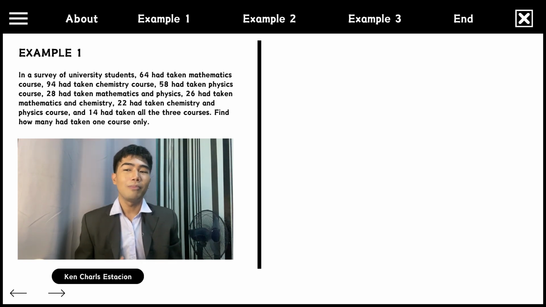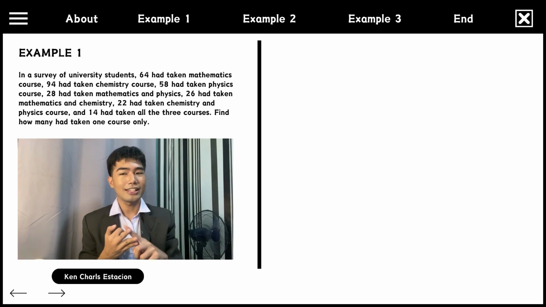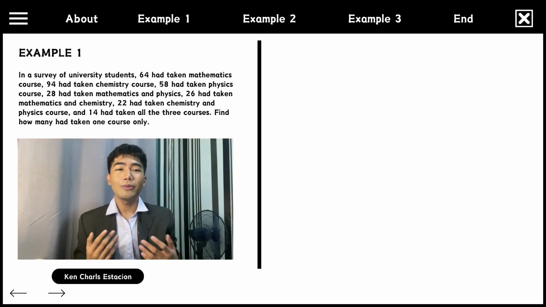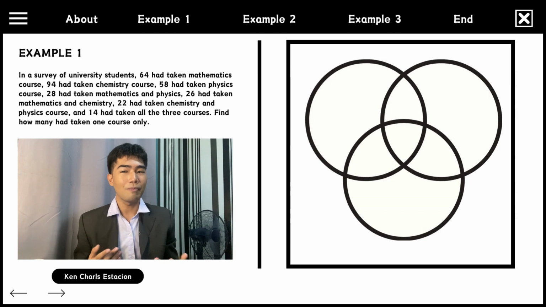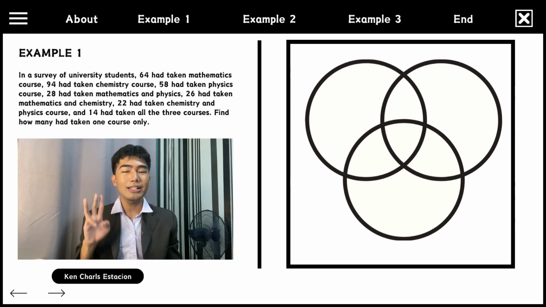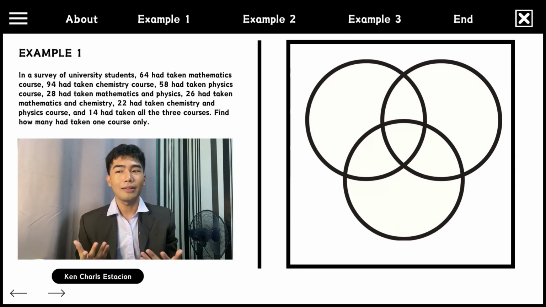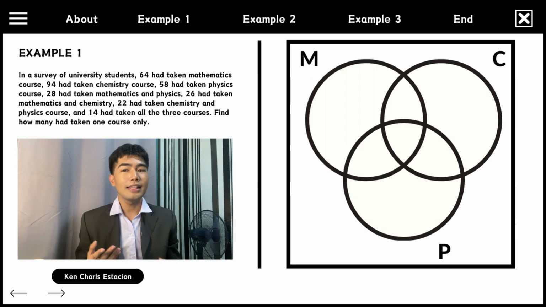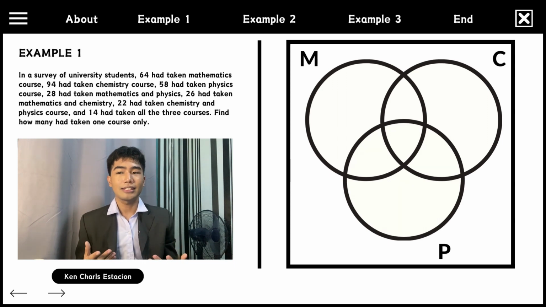As you can see in our problem, we have 3 sets of courses: mathematics, chemistry, and physics. To get started, we will have to create the Venn diagram itself by illustrating 3 overlapping circles and a box surrounding it. Let's mark these sets by the letter M, representing those who had taken mathematics, C for those who had taken chemistry, and P for those who had taken physics.